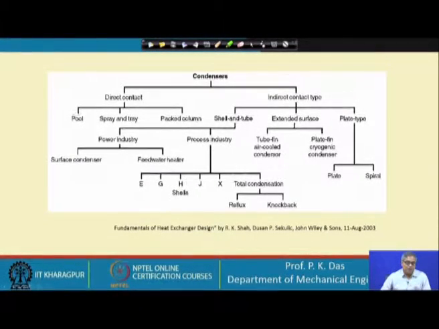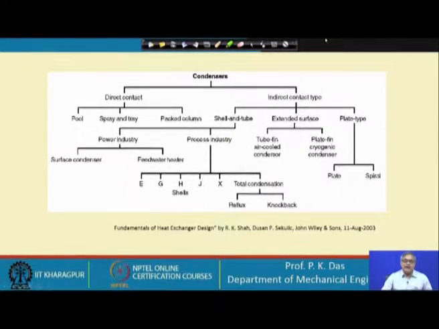So, there could be pool type condenser, there could be spray and tray type condenser, and there will be packed column type condensers. We will come back to these things sometimes afterwards to give some overview of different kinds of condensers. Probably once again we will refer to this diagram also, but now before we start the process of condensation, one should have some idea regarding condensers. So, that is why I am giving the classification.